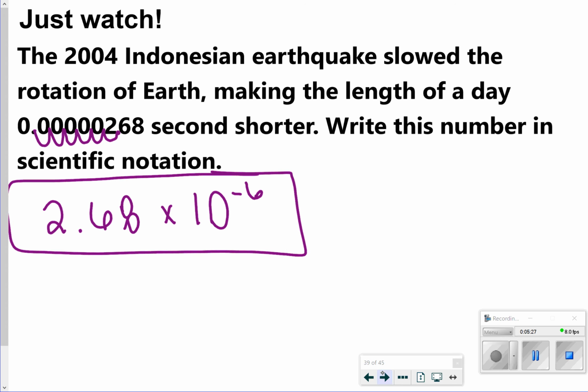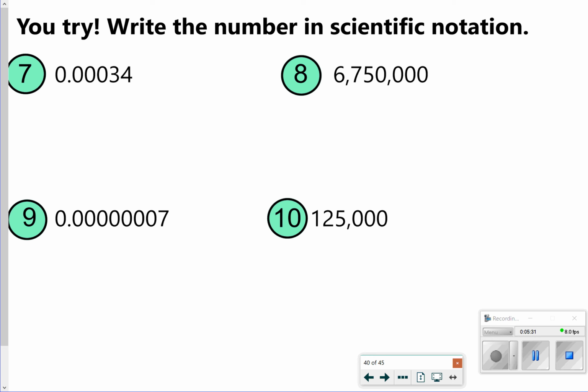Okay, so after seeing those examples, here are a few that you're going to get to try, and then we'll talk about how to use operations with these. So let's go ahead and pause the video, write your answers in scientific notation, and then click play when you're ready to check.